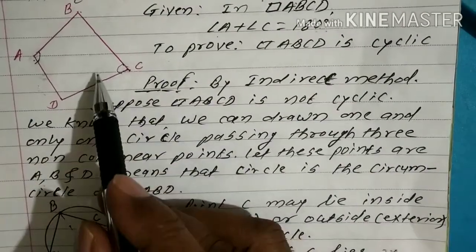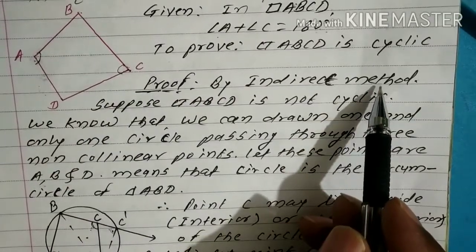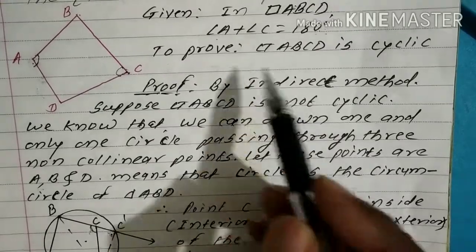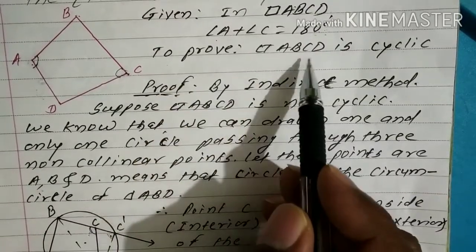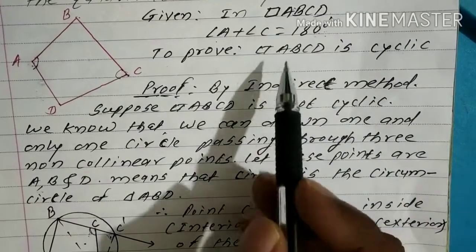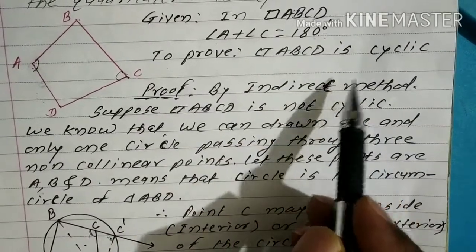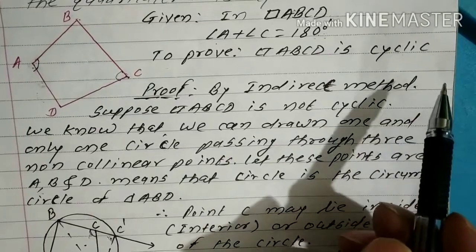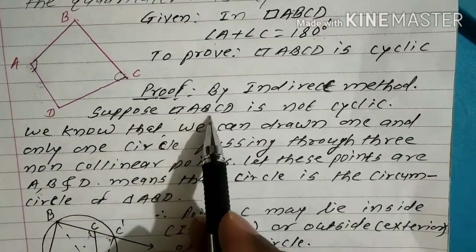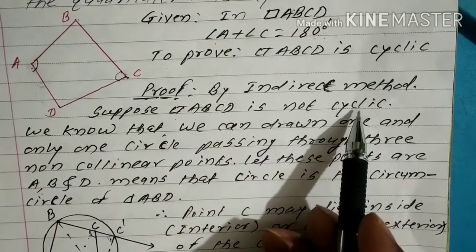We prove this theorem by the indirect method. What is the indirect method? What to prove here? Quadrilateral ABCD is cyclic. You consider quadrilateral ABCD is not cyclic. Hence, I start the proof in this way. Suppose quadrilateral ABCD is not cyclic.